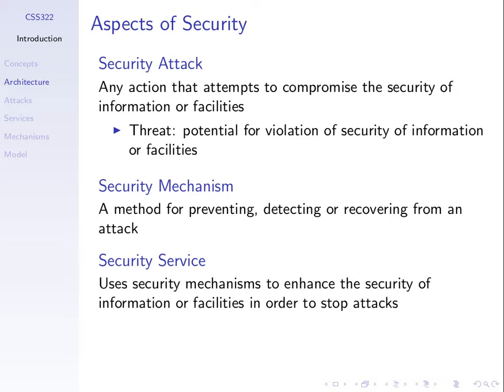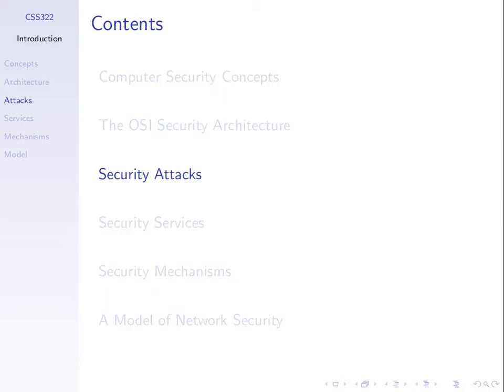And if we can detect, we'd like to be able to recover, fix things, or prevent the attack in the future. So the mechanisms are the things that allow us to prevent, detect, and recover from attacks. A security service uses the different mechanisms we have available to enhance the security of our information and facilities, so we stop attacks. So they're related with each other. Let's go through those three, giving examples or lists of each: first classify general types of attacks, then list the main security services, and then the main security mechanisms we have available.